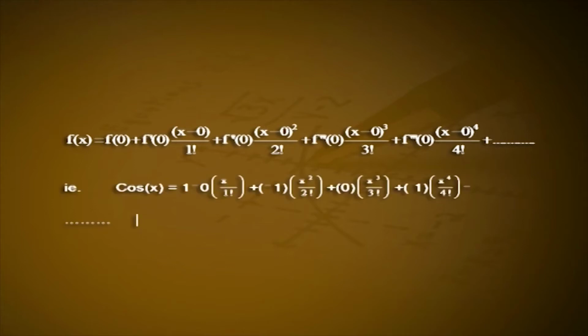That is, cos x is equal to 1 minus 0 into x by 1 factorial plus minus 1 into x square by 2 factorial plus 0 into x cube by 3 factorial plus 1 into x raised to 4 by 4 factorial minus and so on, which simplifies to cos x is equal to 1 minus x square by 2 factorial plus x raised to 4 by 4 factorial minus x raised to 6 by 6 factorial plus and so on.